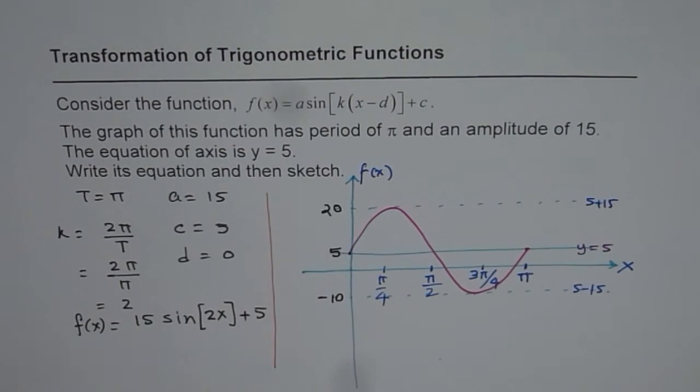It is fairly easy. We'll take a few examples which involve horizontal translation in the coming videos. So watch them to understand completely the transformation of trigonometric functions.